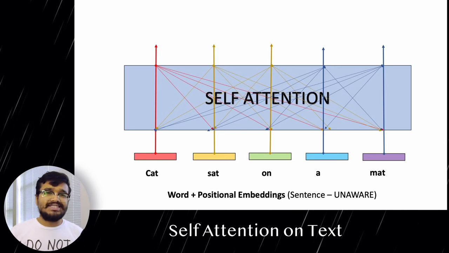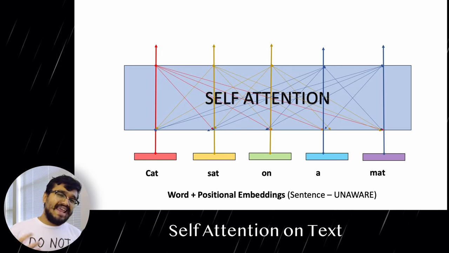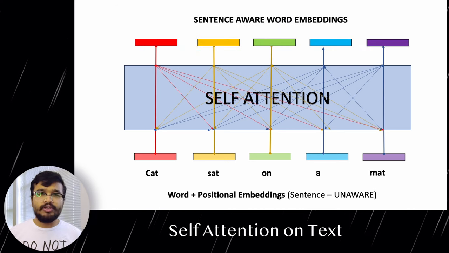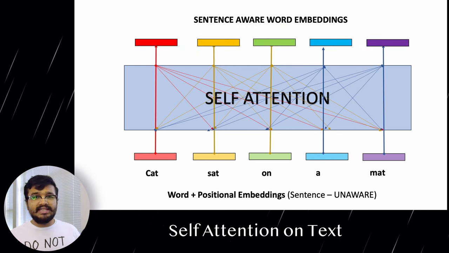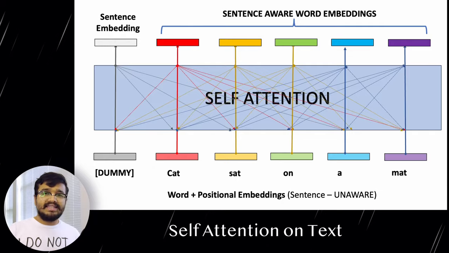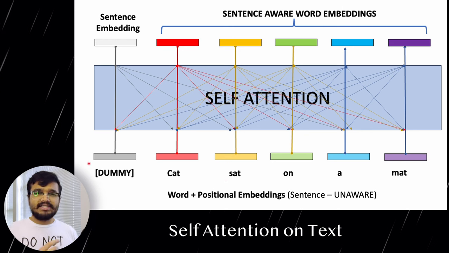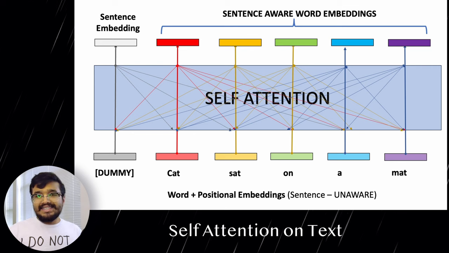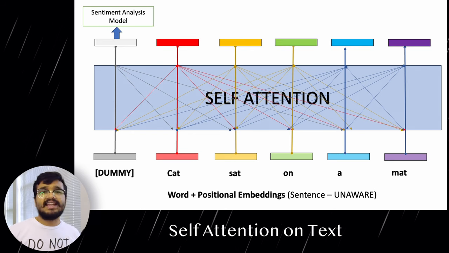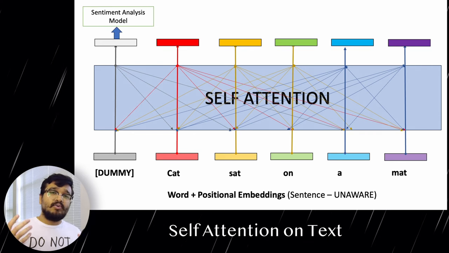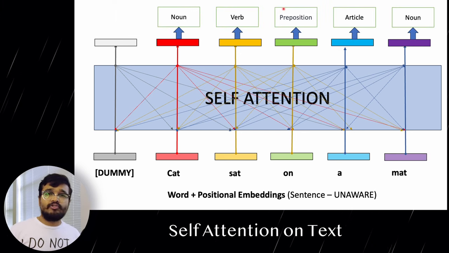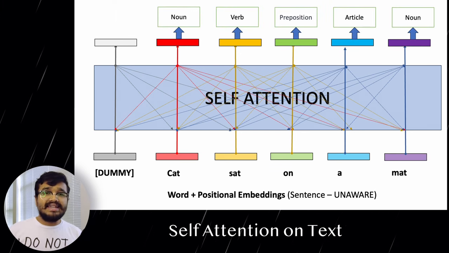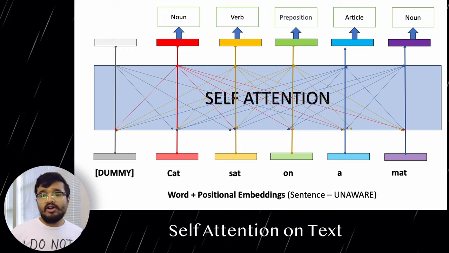And when passed through a self-attention layer, we can obtain enhanced representations for each token that are context-aware within the entire sentence. Often, we can also add a dummy token in the input, maybe at the start of the sequence, and then the output embedding of this dummy token is considered as the sentence embedding of the entire input sentence. This embedding can be used for sentence level classification like sentiment analysis, whereas the token level embeddings can be used for token level classification like entity tagging or part of speech tagging or dependency parsing.